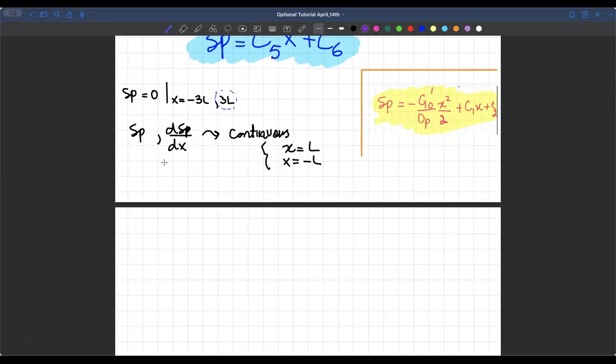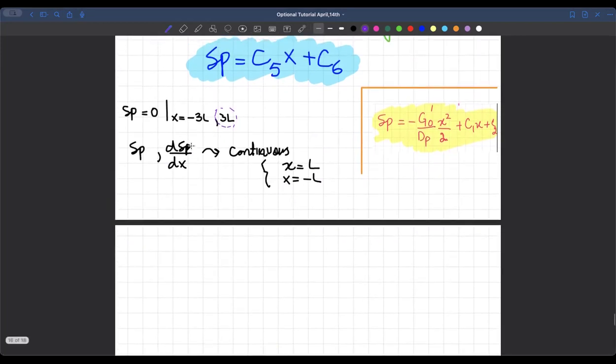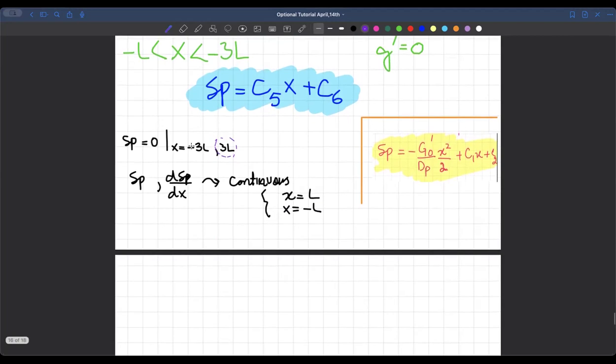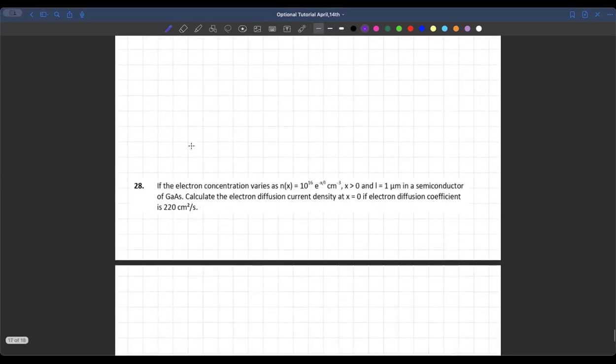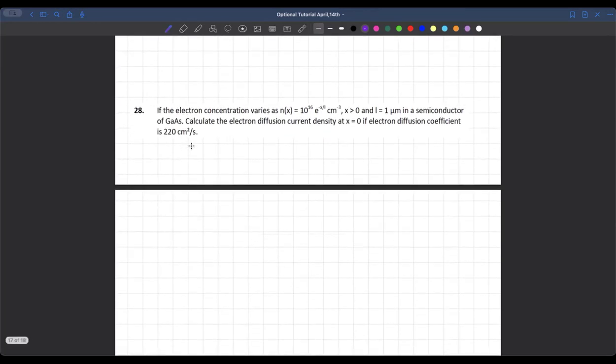I will try to solve this one before posting it to the website. In case you find any problem there, just email me, okay? In case you have questions, if you have any question, just let me know. Otherwise, we can move on to this one. And this is going to be the last question, actually.